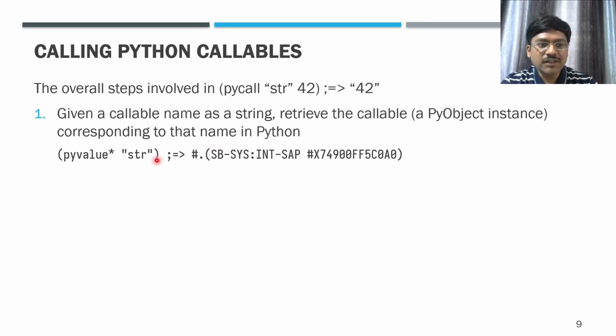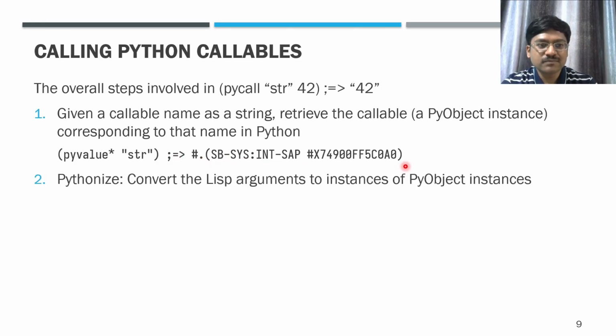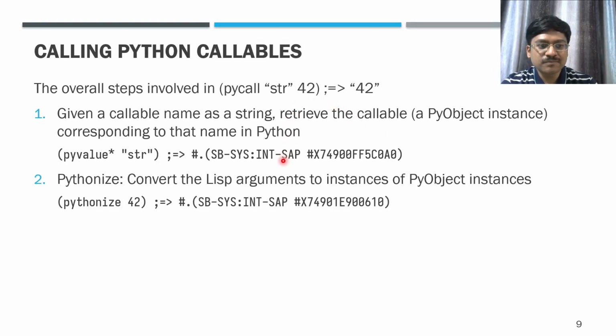So there is this internal function pyvalue star. It takes in the name of the Python object, str, and it returns a pointer to that object. We then want to convert the Lisp argument into PyObject instances. So this is performed by Pythonize. It takes a Lisp object and returns a pointer to a PyObject instance corresponding to that object.